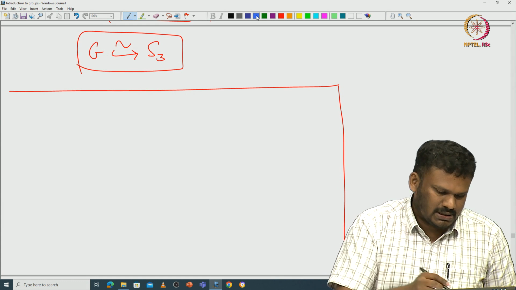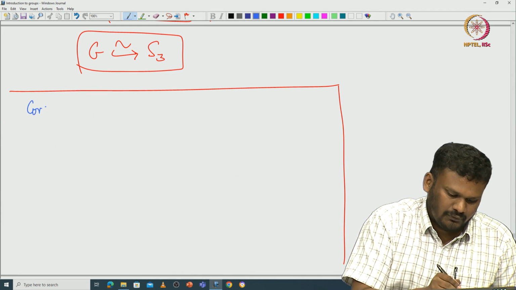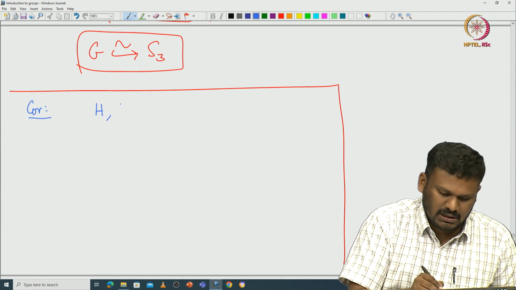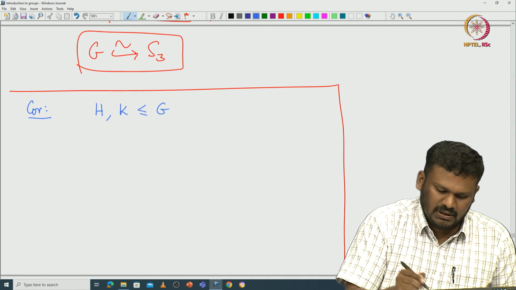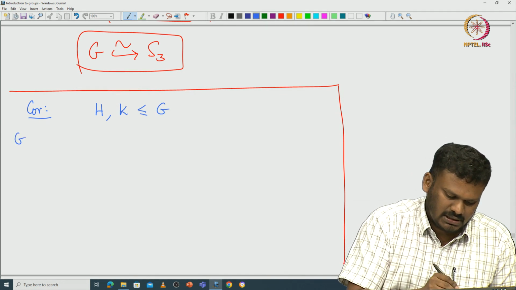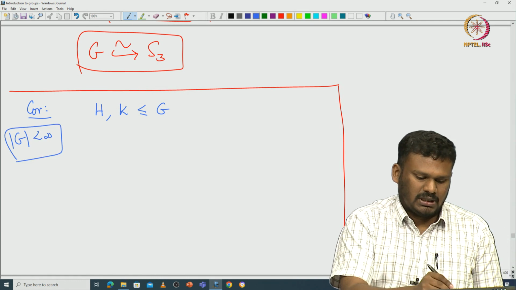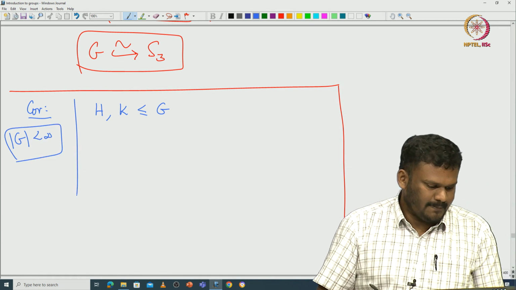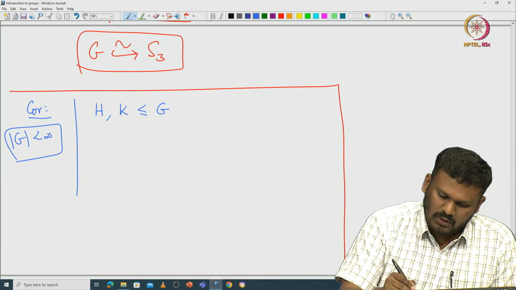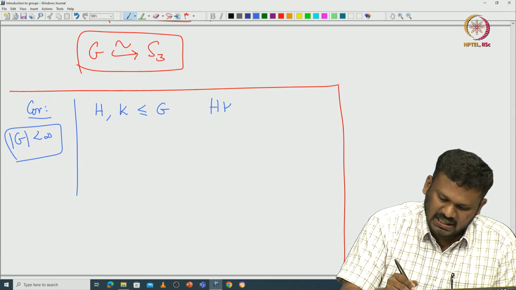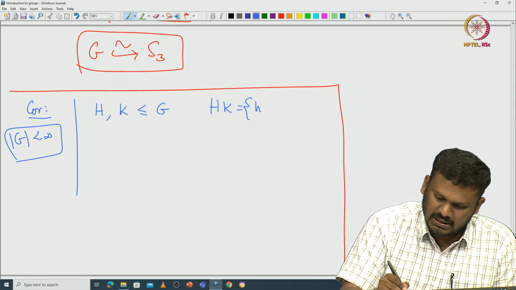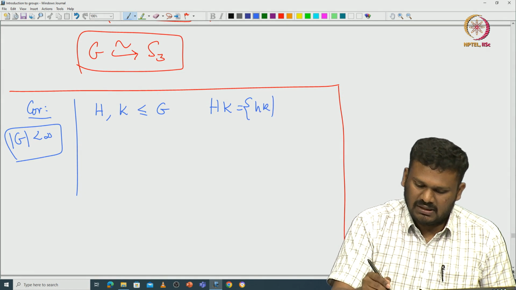So, let's see another corollary of group action, which is very interesting. Let's start with G being, again, a finite group. H and K are subgroups of G. Now, what I want to do is look at this HK, which is by definition the product of elements of H and K.